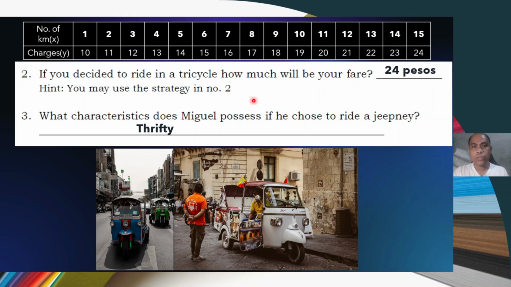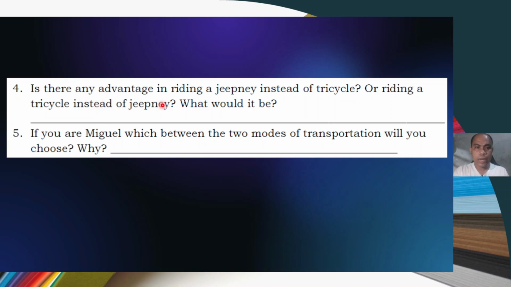Now, kung ikaw si Miguel, unsa man imo ang sakyan, jeep or tricycle? It's for you to decide. Okay? Now, what characteristics does Miguel possess if he chooses to ride a jeepney? That is called thrifty. Matipirin po si Miguel kasi budgeted lang yung pera niya. Okay? Moving on, is there any advantage in riding a jeepney instead of tricycle, or riding a tricycle instead of a jeepney? What would it be? It's for you to answer.